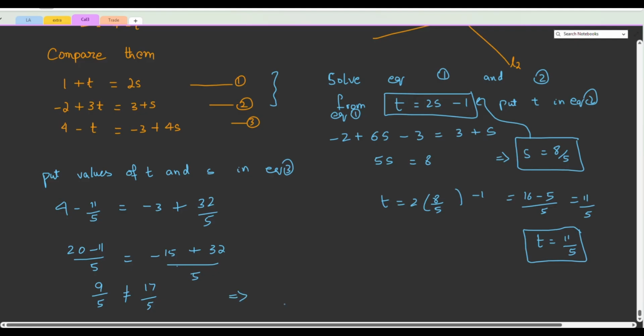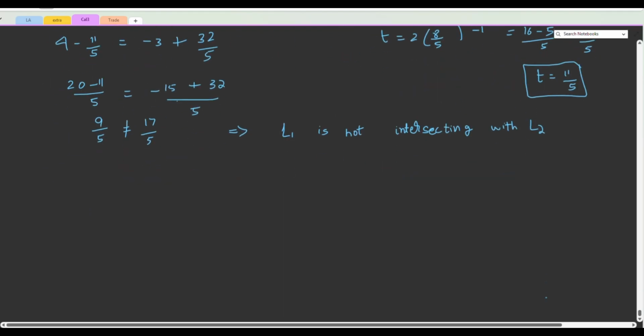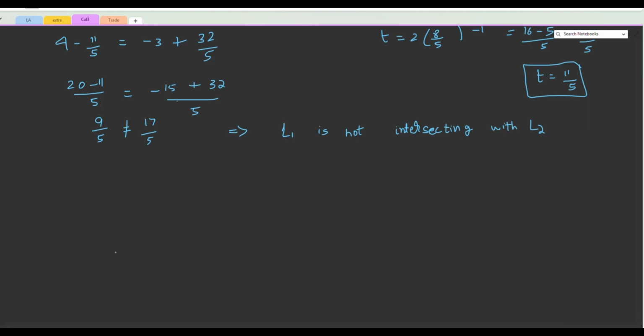So we can conclude that L1 does not intersect with the line L2. These two lines L1 and L2 are neither parallel to each other, nor do they intersect each other. So we can conclude that these two lines L1 and L2 are skew lines.